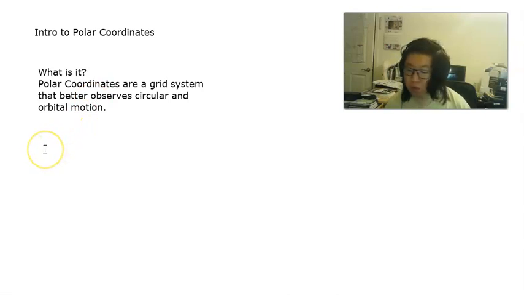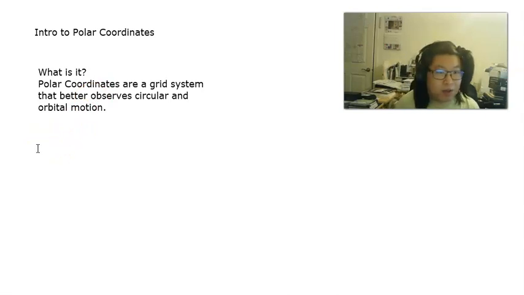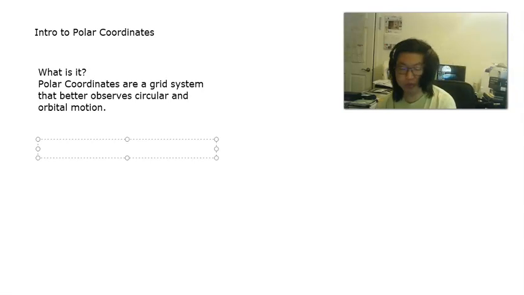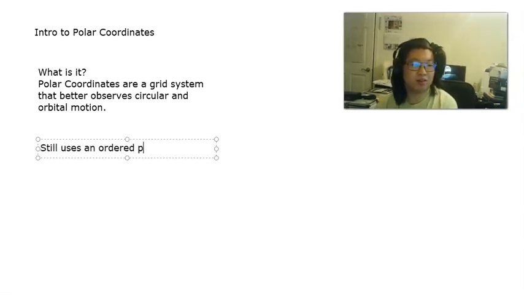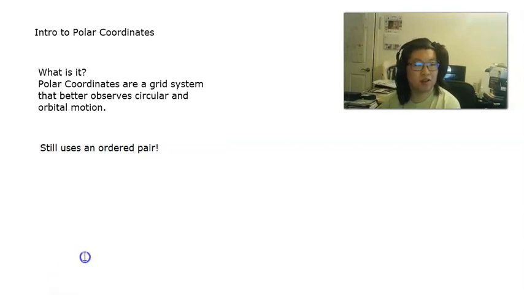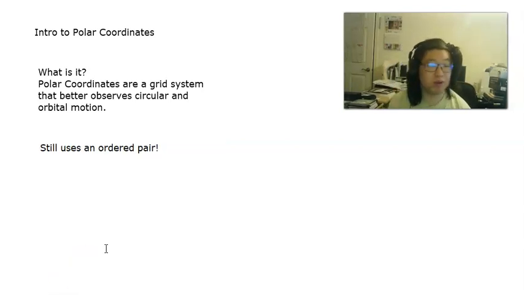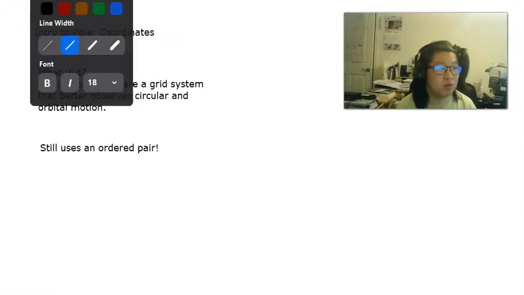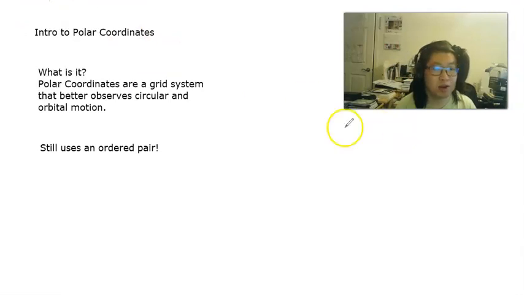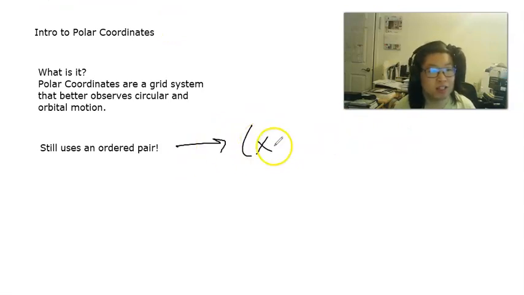So when we talk about this, there are a couple of things we need to know. First of all, it still uses an ordered pair. Let me remind you what an ordered pair is, because you may have forgotten the name. Remember that an ordered pair is something that has an x and a y coordinate.